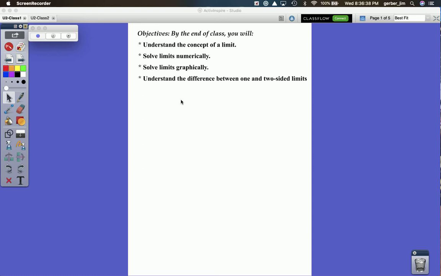on Friday. So, today we're looking at, in the first note, the concept of a limit. You can see here in the objectives we hope to understand the concept of a limit, to be able to solve limits numerically, to be able to solve limits graphically, and to understand the difference between one and two-sided limits. Those are our objectives for the end of the note. I don't think that probably means very much to you right now, but hopefully at the end of the note, if you go back and look at those four objectives, you'll feel like we've accomplished them.